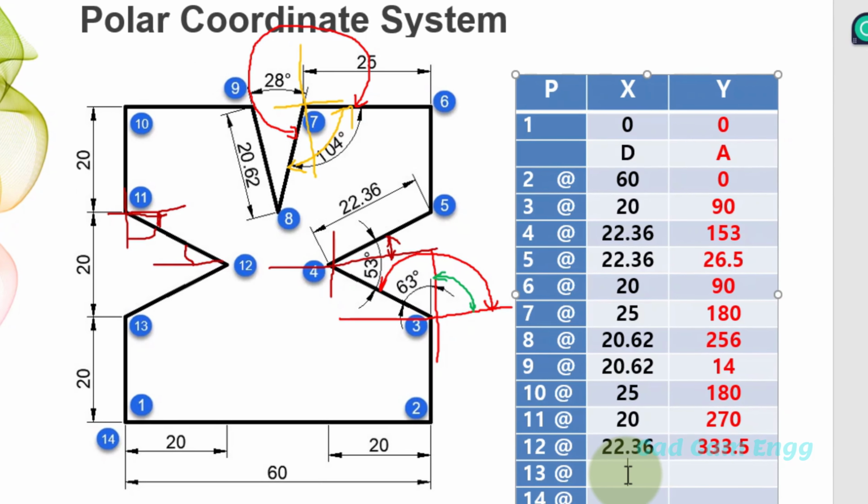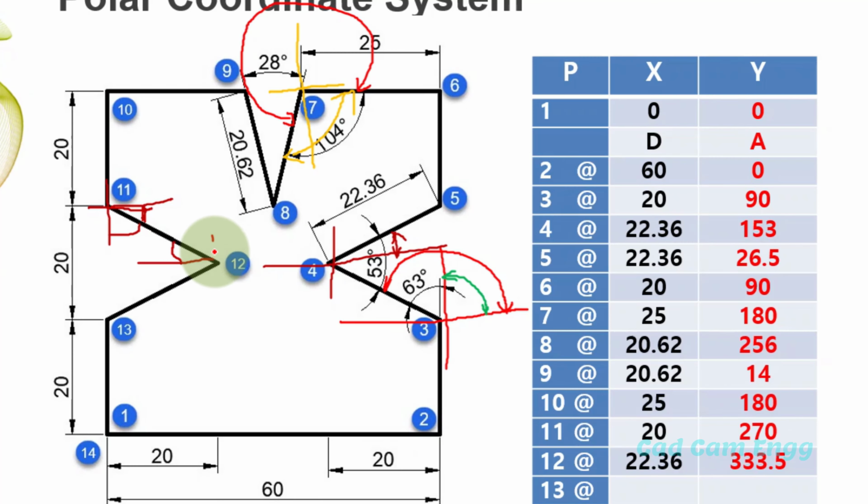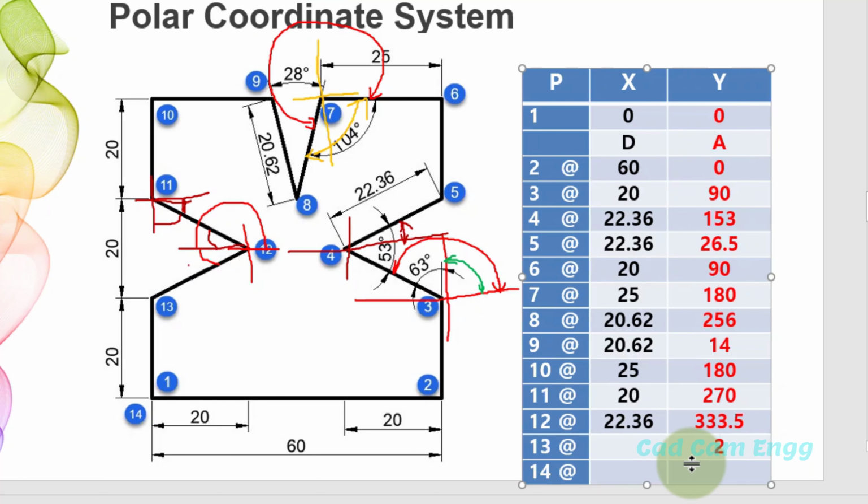Okay. Next, point number 13. This is our origin point. This value we know, 26.5. Then this value we also know, 180. So 180 plus 26.5, we get this angle. So our angle is 206.5. What about the distance? The same distance, 22.36. Next, point number 14. It's the last point. The distance is 20 and the angle is 270, because downward.